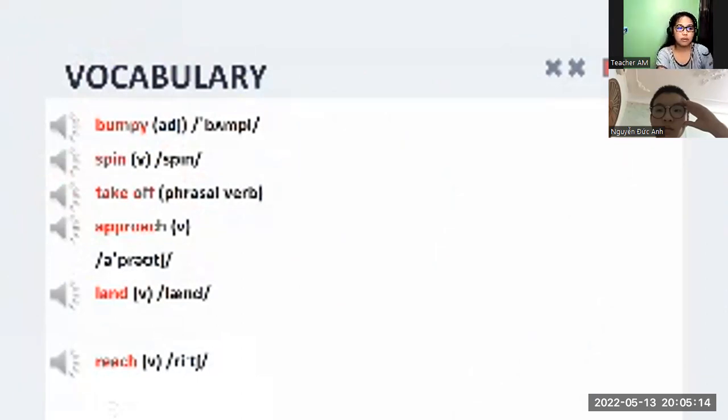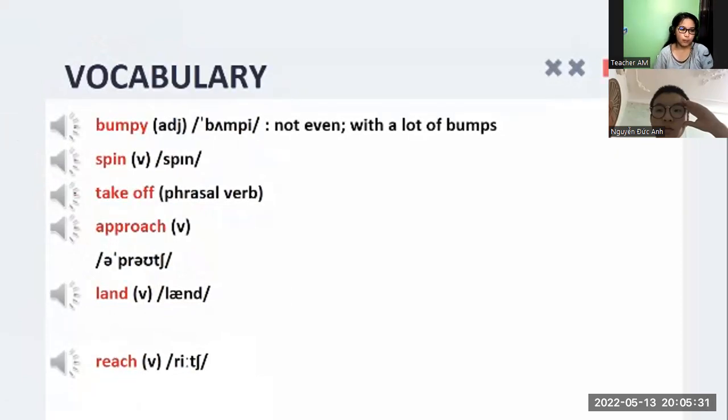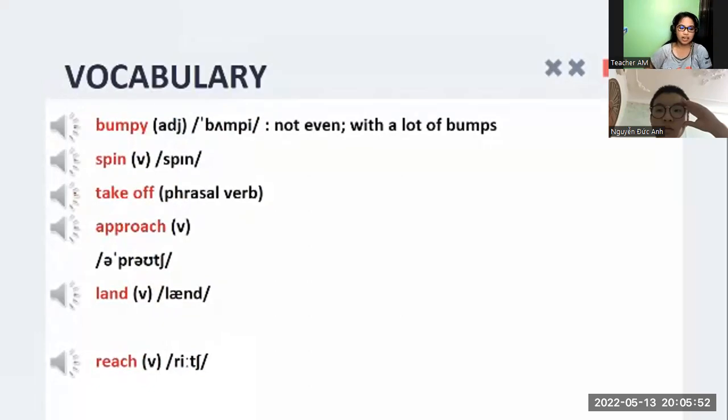I want you to repeat after me. You say bumpy. Bumpy means not even with a lot of bumps. What does it mean by bumps? Okay, when you are riding a car, your car is going up, down, because of lots of bumps on the road. That means that the road is not straight or flat. It has lots of bumps. Do you understand? Yes. Okay, just turn on your camera and you don't need to take it off while we're having a class.